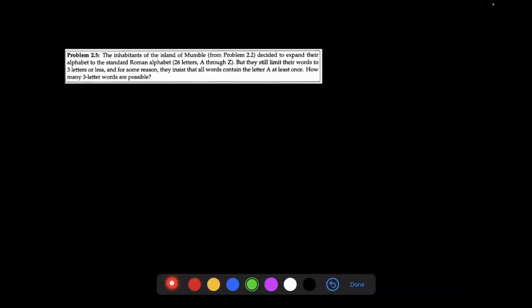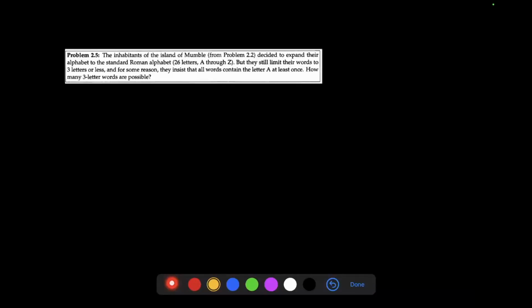So, the inhabitants of the island of Mumble decided to expand their alphabet to the standard Roman alphabet. But they still limit their words to 3 letters or less for some reason, and they insist that all words contain the letter A at least once. How many 3-letter words are possible? I'm going to solve this in 2 ways, one with casework and one with complementary counting. First, let's solve it with casework.